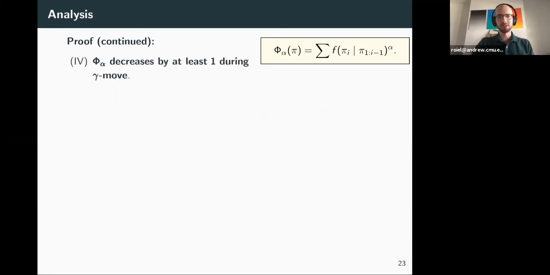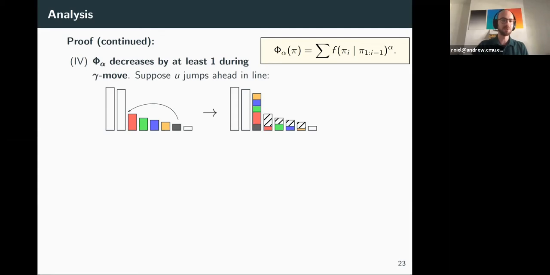All right, let me try to get through this last piece, and this is the most interesting part. So now the final thing we need to show is that we spend enough energy when we do a gamma move. So suppose u jumps ahead in line, as before. And recall, jumping ahead in line is the gamma move if it's gamma times taller than anyone it cut in line.